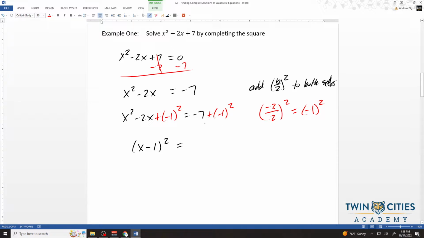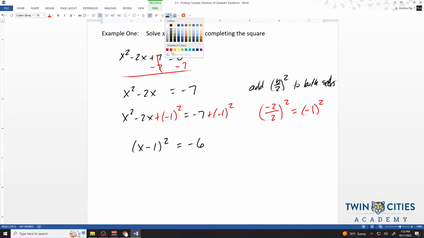Over here, this will be negative 7 plus negative 1 squared. Negative 1 squared is going to be negative 1 times negative 1, so positive 1. Negative 7 plus positive 1 equals negative 6. Got ahead of myself a little bit.